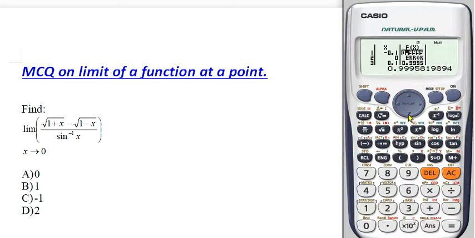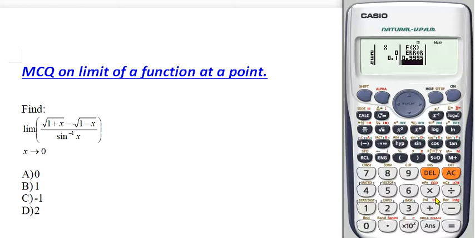The limit will exist and the limiting value will be this value, 0.99958 and so on. This is nearly equal to 1. So we can say that the limiting value of this function is just 1. Okay, and here in option B, we can see option B is the correct answer, because our limiting value is 0.9999. It is nearly equal to 1.